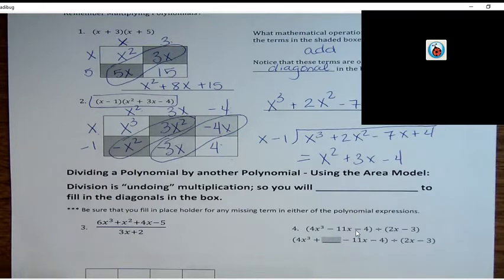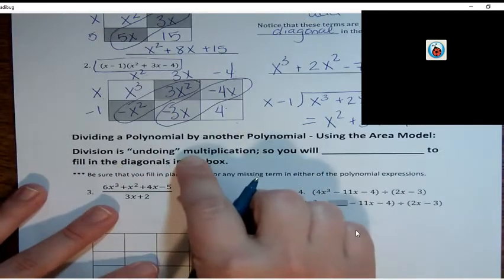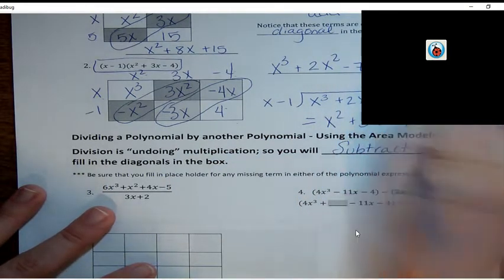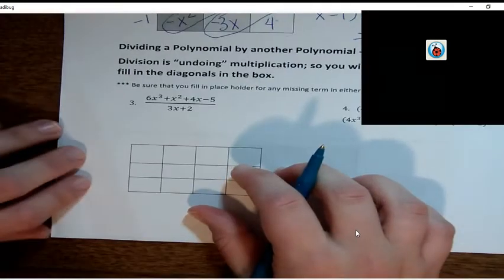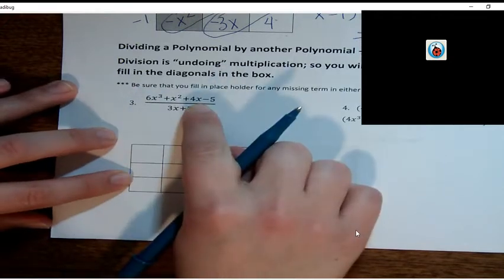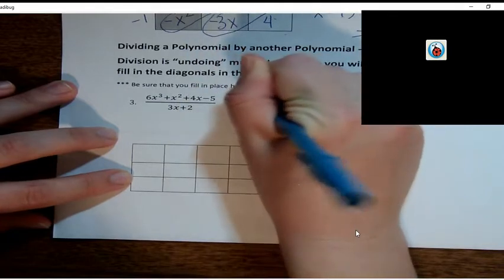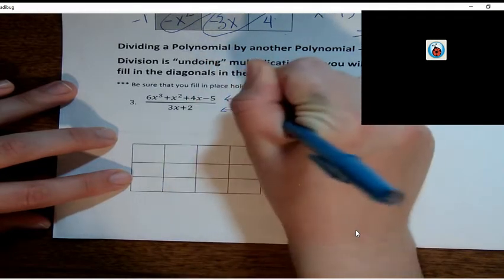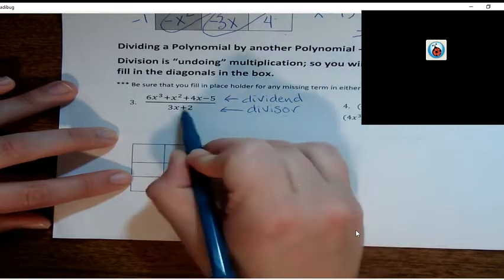Okay, so when we divide a polynomial by another polynomial, division is undoing our multiplication. So we are going to subtract to fill in the diagonals in the box. Okay, so number 3, we are taking the top thing and we are dividing by the bottom thing. This is called our dividend. And this is called our divisor. Okay, the divisor is the thing doing the action. We are dividing this thing into that thing.